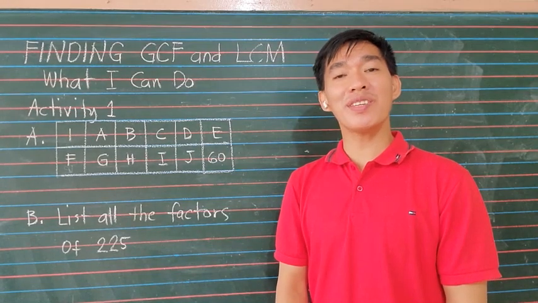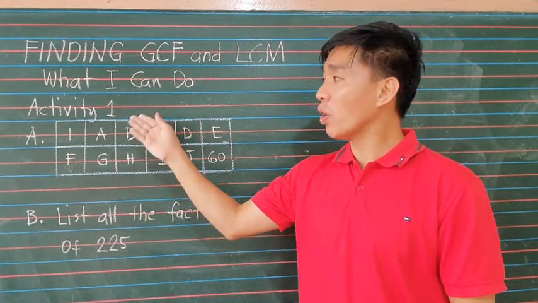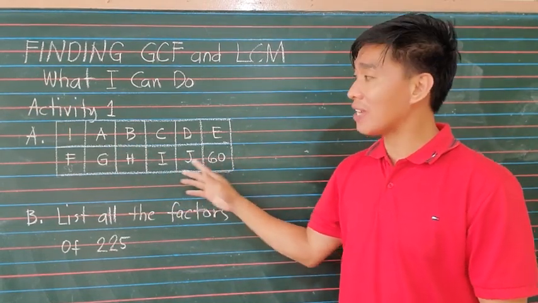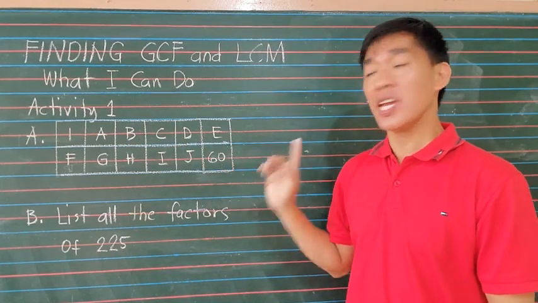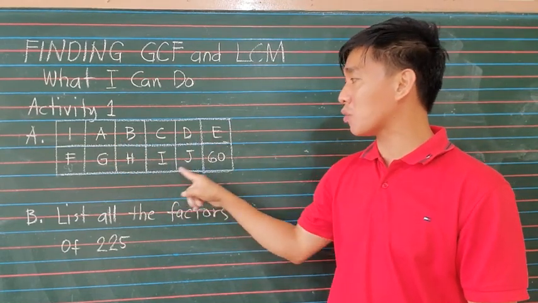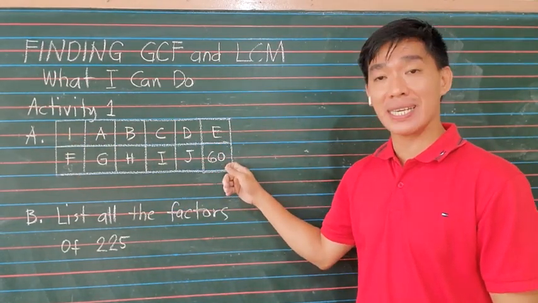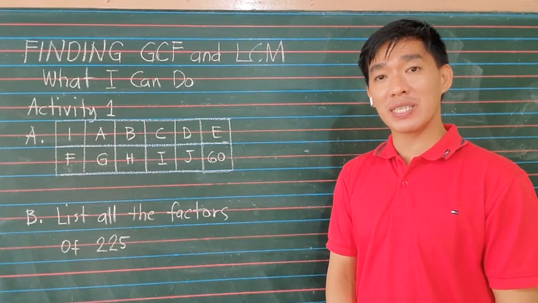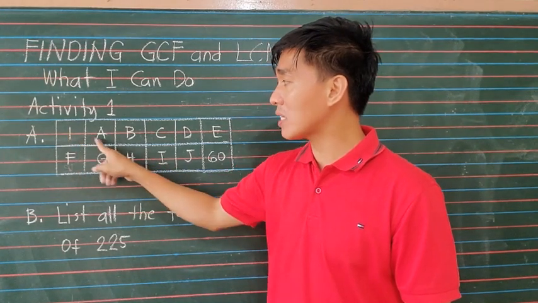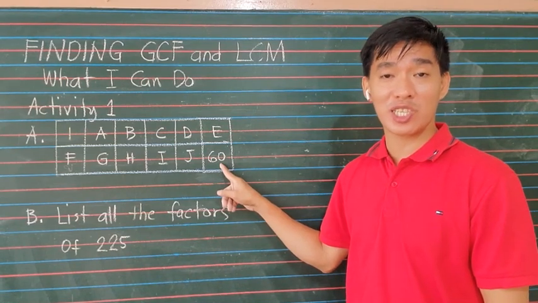Let us now proceed to our next activity, which is what I can do. For activity 1, all you have to do is to find for the factors of 60 and arrange them in increasing order in order for us to determine what's the value of A, B, C, D, E up to J. Remember that all of these are factors of 60. List down the factors of 60 and arrange them in increasing order. Here's 1. What's the value of A, B, C up to F? And here's the last factor, which is 60.